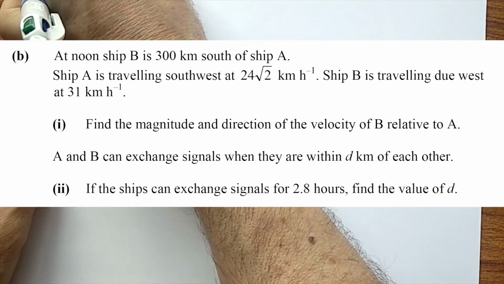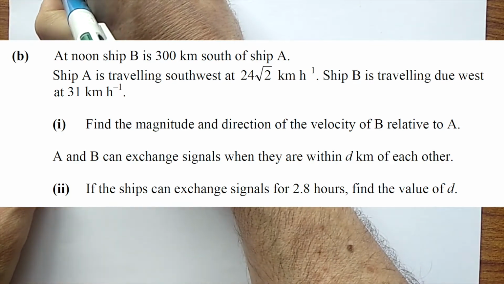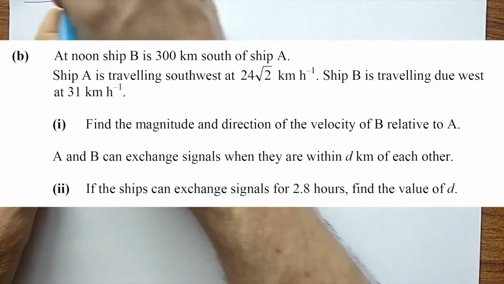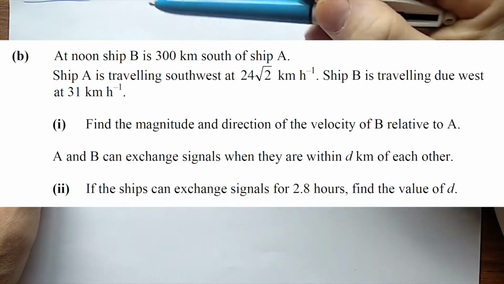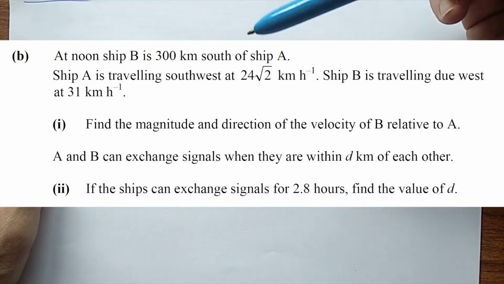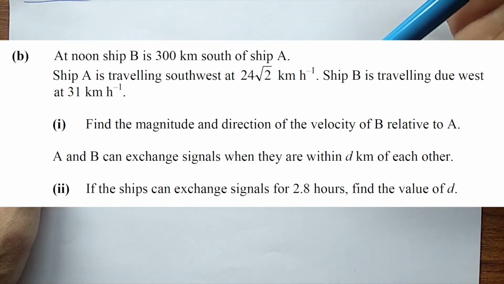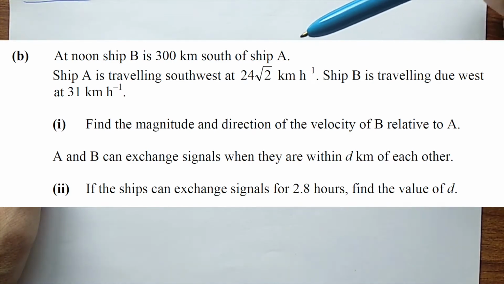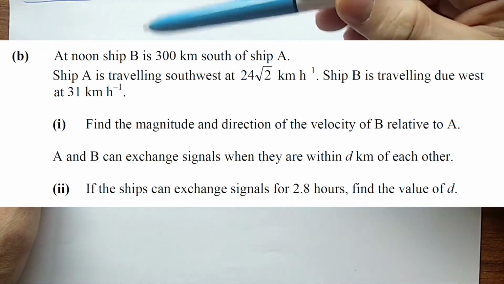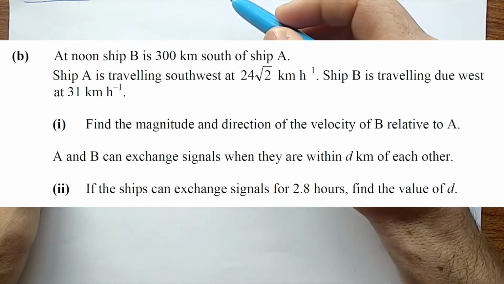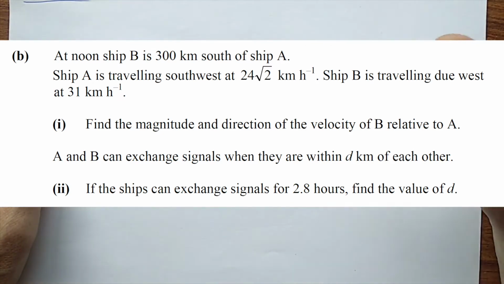So now we have 2014, question 2, part B. At a glance, this looks like a fairly nice little question. We have two ships, given the speeds of each of them, looking for the relative velocity of B relative to A. Fine, that's all fairly standard stuff. And the exchanging signals, when they exchange signals for 2 hours, what is the distance they are from each other. So this doesn't seem too freaky, and actually it's a pretty nice question, but there is just a little bit of weird trigonometry involved in it.